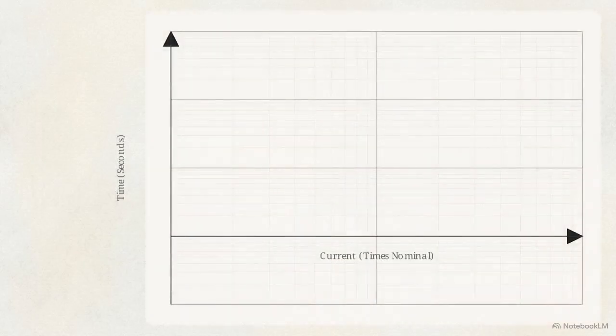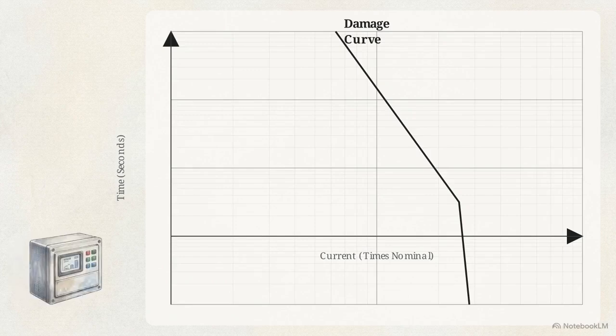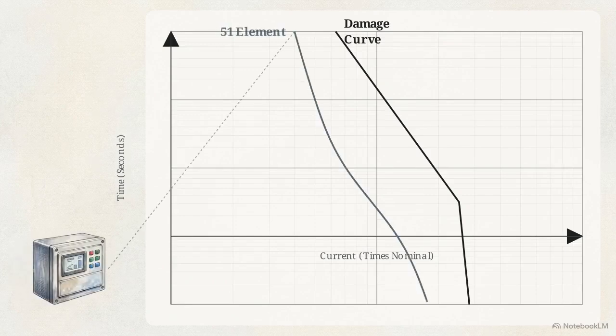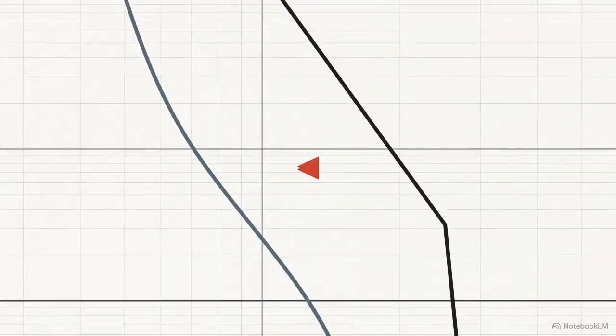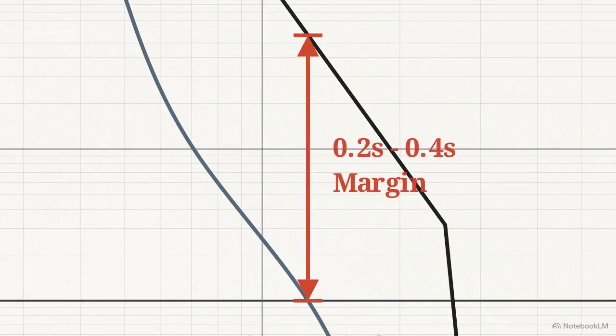To protect the equipment, we program the overcurrent relay, the 51 element, to trip the circuit before the current reaches that damage curve. We maintain a deliberate time gap, typically 0.2 to 0.4 seconds, ensuring the relay acts first.